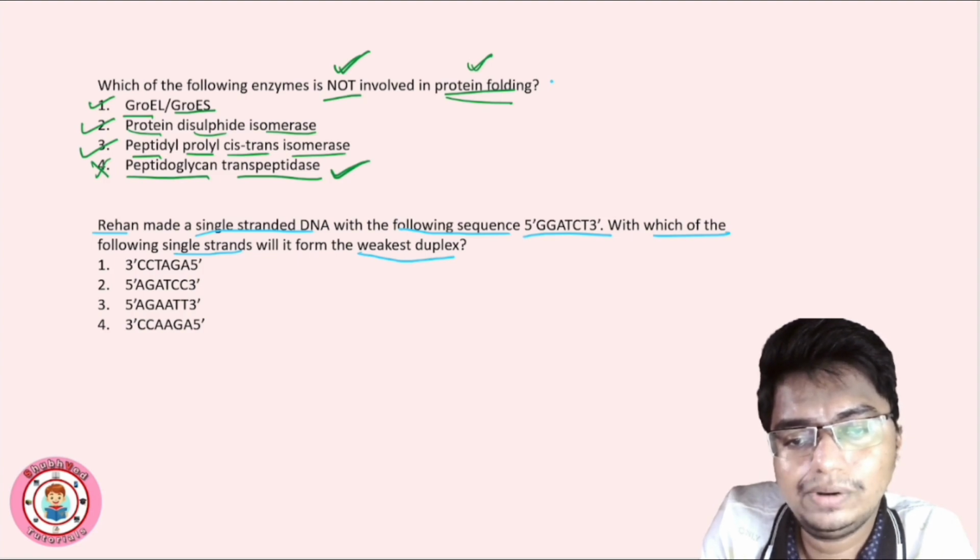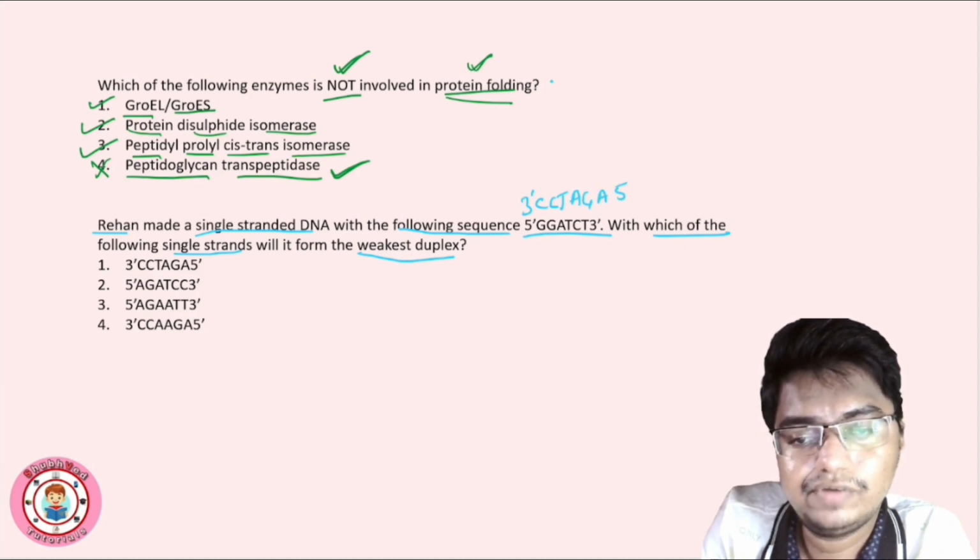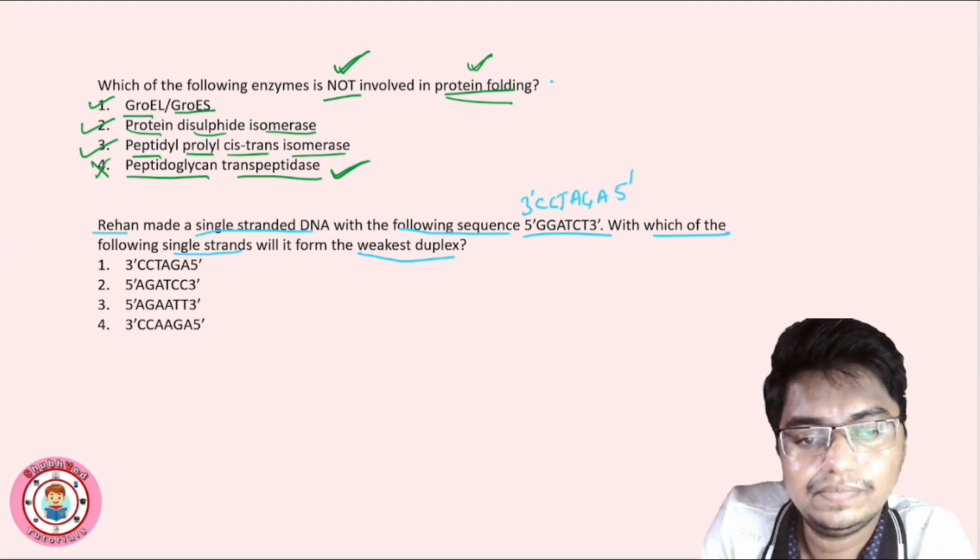So basically, what will be the complementary? That we will write first. 3' CC TA GA 5'. Okay, CC TA GA. So this first option is correct. Okay, this option will form a strong duplex.